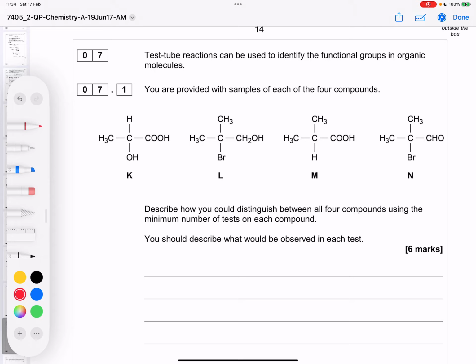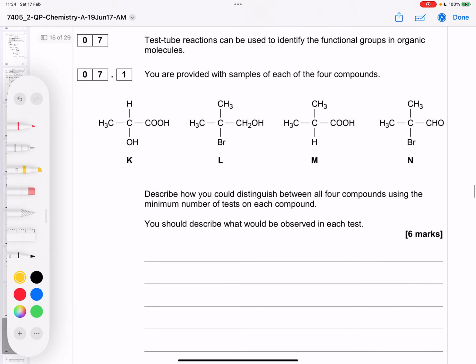This looks like it's the level of response question for the paper, given the sort of spread out of the page. Also, this is a question that is asking us about required practical 6, so it's covering practical aspects of the course as well as the topic organic analysis from the first year. So there's going to be more than one right answer. The way that I work through this may be different to yours, but we do need to have it in the minimum number of tests.